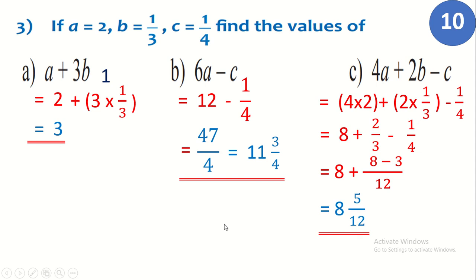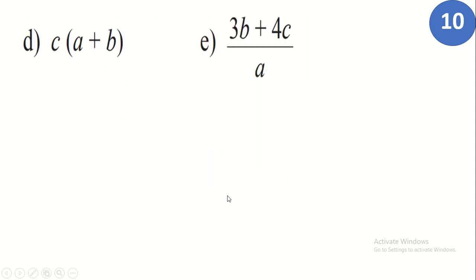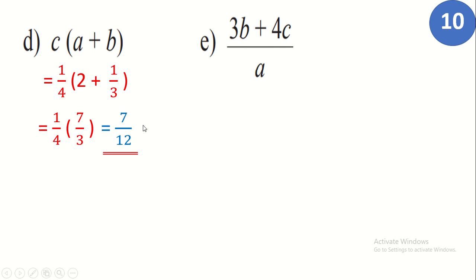Now let's move to letter D and E for number 3. C is 1/4, A is 2, and B is 1/3. 2 plus 1/3 first is 7/3. And then times 1/4, the answer is 7/12. Students, this is your answer.